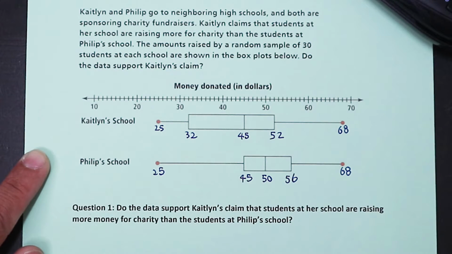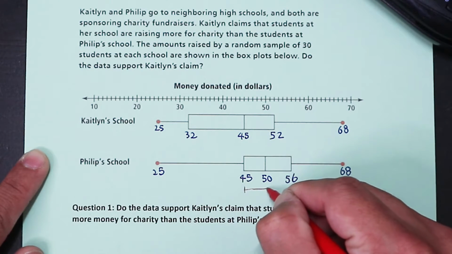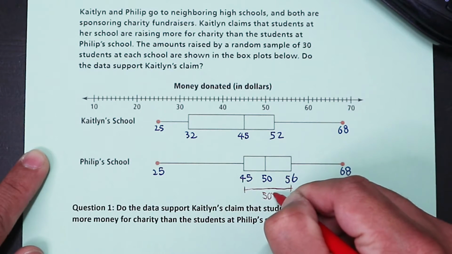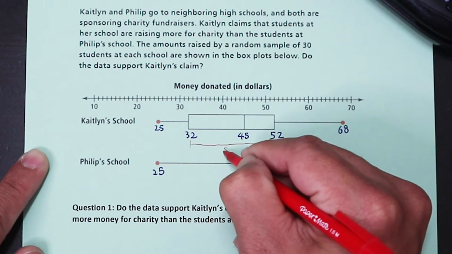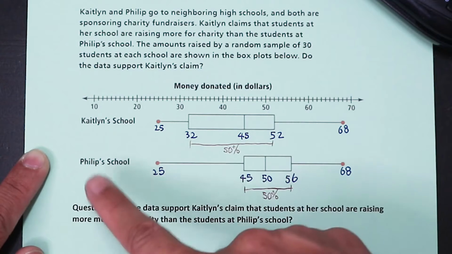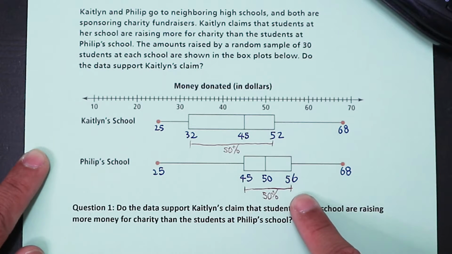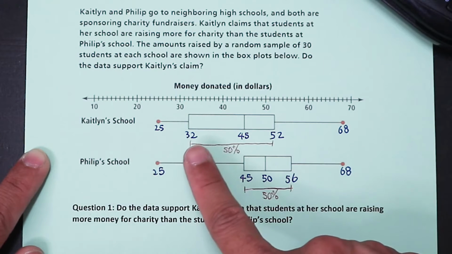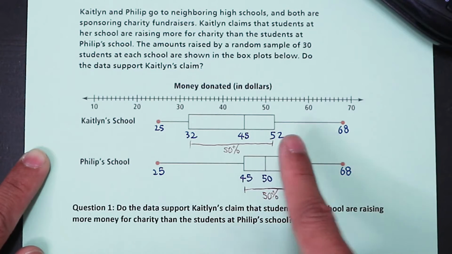Well, let's take a look at the 50%. Remember, between the two quartiles, this represents 50% of the data, 50% of the students at the school. So we're going to say this is 50%, and likewise, this is also 50%. I see that half of the people in Philip's school donated between $45 to $56. But in Kaylin's school, 50%, or half of the people, only donated $32 to $52.